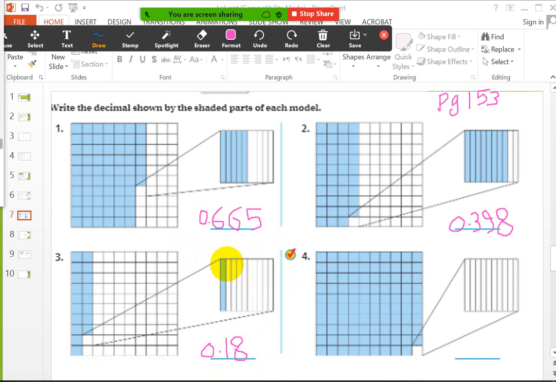How many shaded parts here? I have 1. Thank you. So you have 1 in thousandths. So the decimal number will be 0.181.